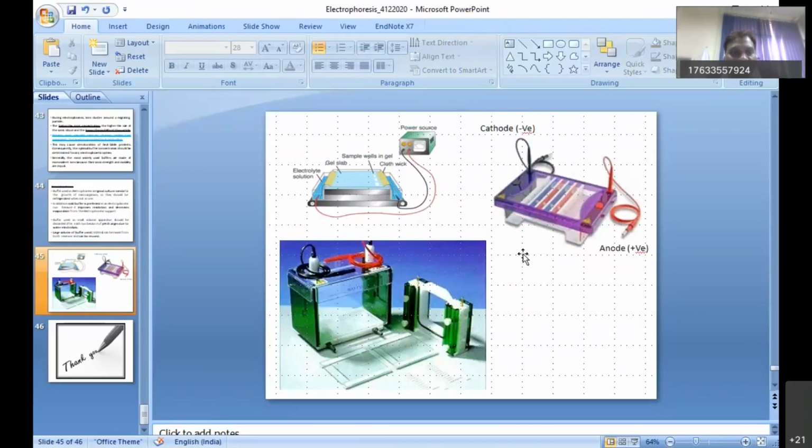This is the image. If you see this picture where my cursor is, red is the anode. Sometimes we make the mistake of connecting the wires the wrong way. You have to take care of that. The red wire should be the anode, and the black is the cathode. The wires should be placed in the proper way, otherwise the protein molecules or your analytes will move in the other direction. So that's about electrophoresis.